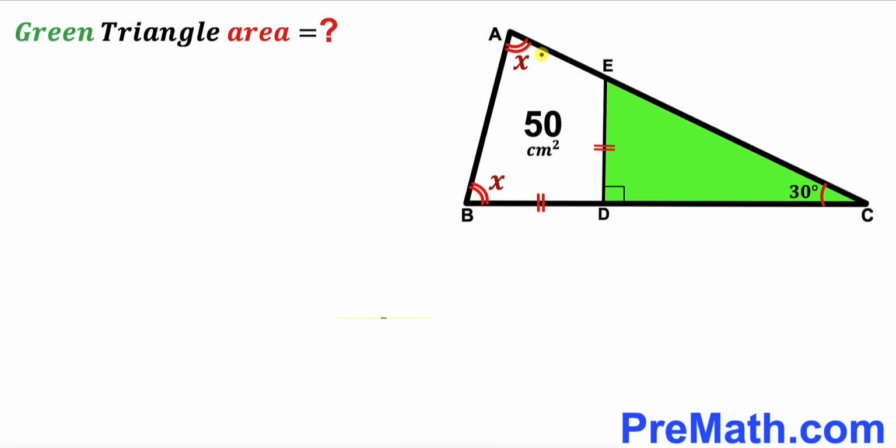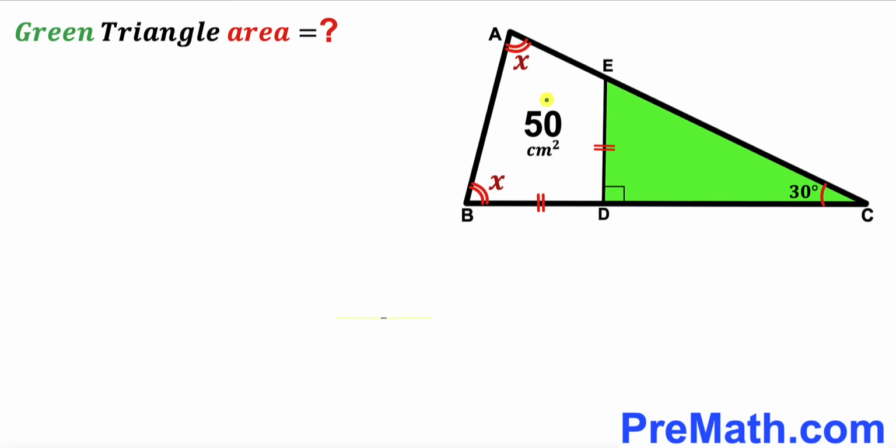In this video, we have this triangle ABC that consists of this green shaded right triangle CDE and this quadrilateral ABDE, as you can see in this given diagram, such that this angle is represented by X, and likewise this angle is being represented by X as well.